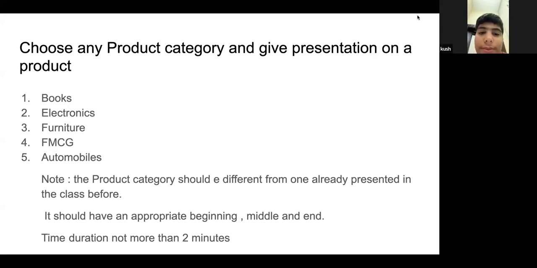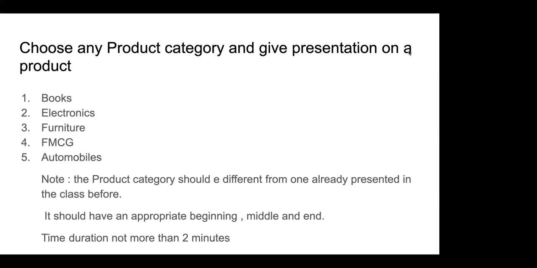So you have this homework, everybody. Choose any product category and give a presentation on a product. You can use any of these categories: books, electronics, any of the electronic gadgets, furniture, any of the furniture you want to talk about, you want to tell the public.